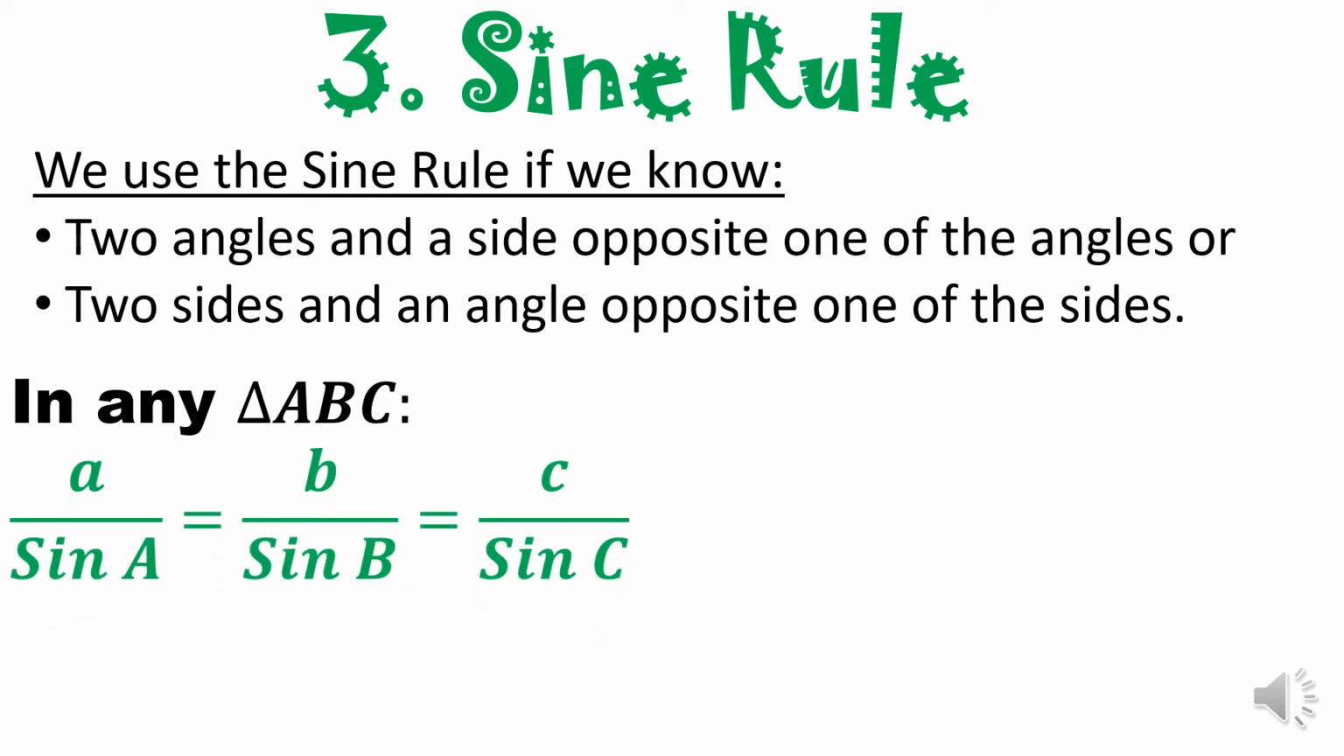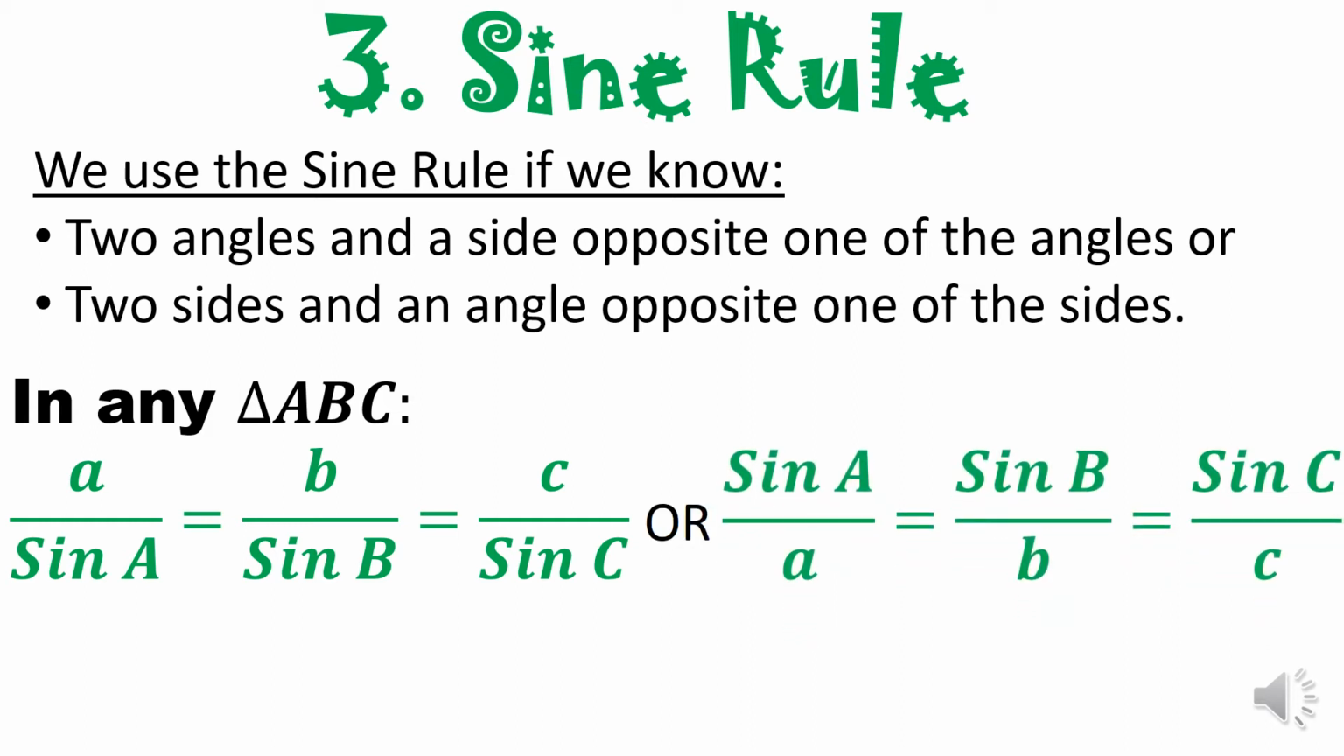The first one has all of the sides at the top in the numerators with their corresponding angles at the bottom. So a over sine A is equal to b over sine B, which is also equal to c over sine C. Or we have the angles at the top and the sides at the bottom. So we can say sine A over a is equal to sine B over b, which is also equal to sine C over c.